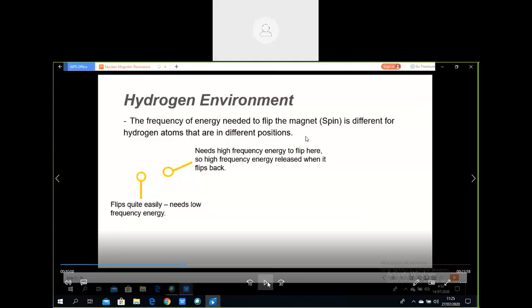Okay, let me explain. Hydrogen atoms that are in different positions. The flip needs low frequency energy and then high frequency energy to flip here. So high frequency energy is released when it flips back.